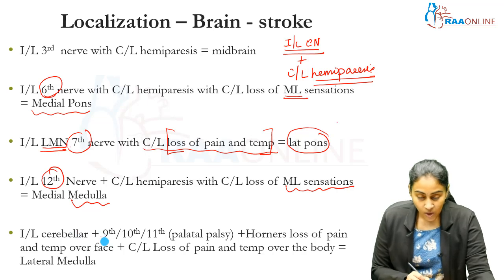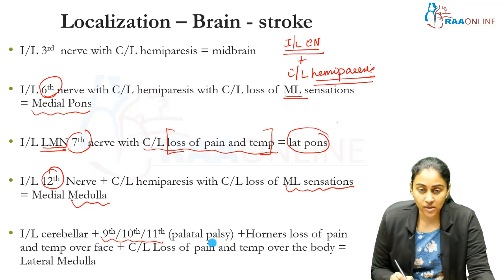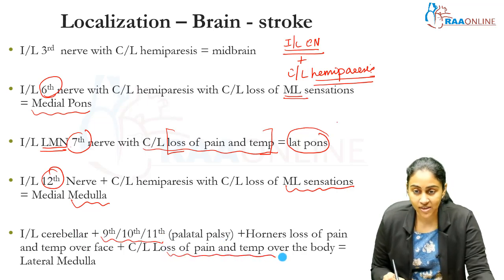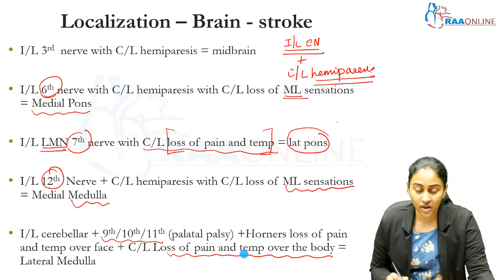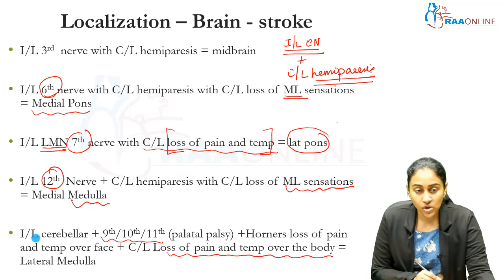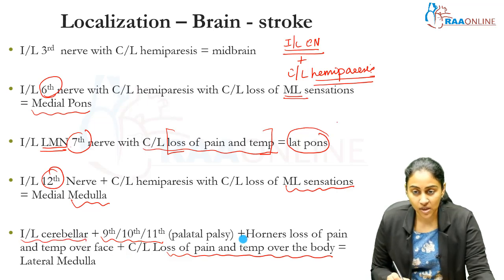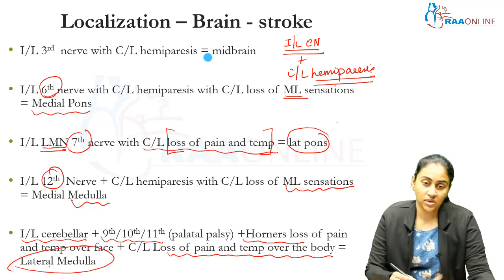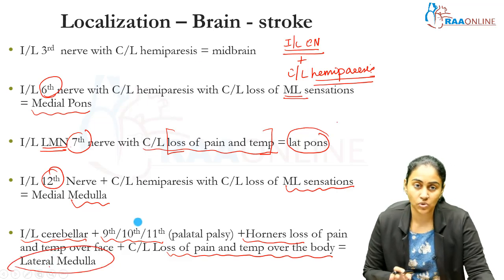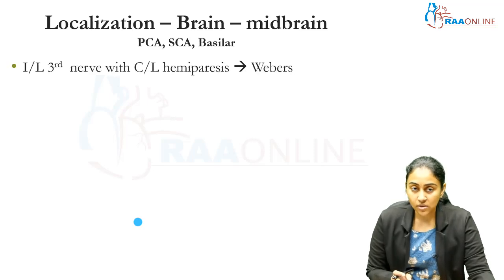And whenever you have 9, 10 and 11 involvement with contralateral loss of pain and temperature over the body, here you find that the lateral spinothalamic tract sensations are lost. In addition, you have ipsilateral cerebellar features and ipsilateral Horner's. This is your lateral medullary syndrome. So this is the basic approach to brainstem stroke. A little bit into the details.